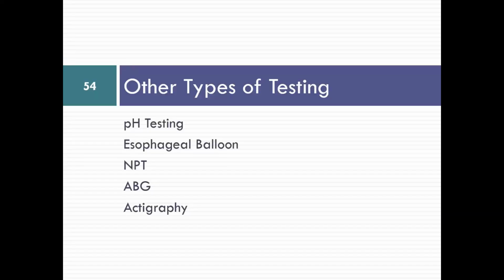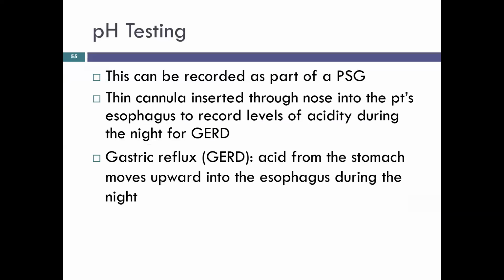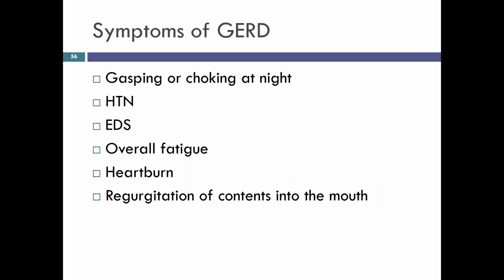Okay. So some of the other types of testing are not typically done routinely anymore, but you still might come across them, or you might come across a board question. So we'll go through these a little quicker. pH testing is a pH probe that would be inserted into the patient's esophagus, and it measures the acidity, basically looking for reflux. Reflux symptoms can actually look similar to OSA. You wouldn't expect or anticipate it, but it can.